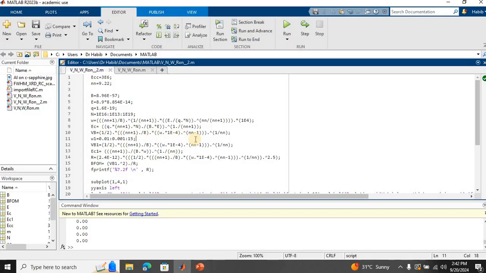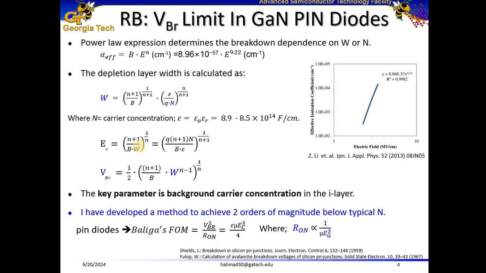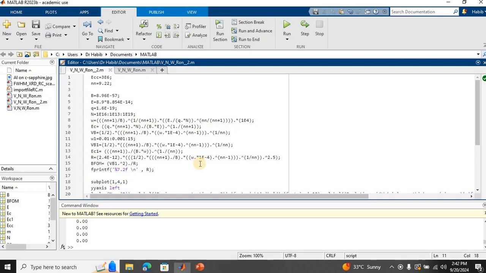Similarly, I have calculated the breakdown voltage using this equation given over here for the gallium nitride PIN diode. Breakdown voltage represents the reverse voltage at which the diode enters into avalanche breakdown. So as you can see, here is the equation given over here, and I implemented the same equation in MATLAB.